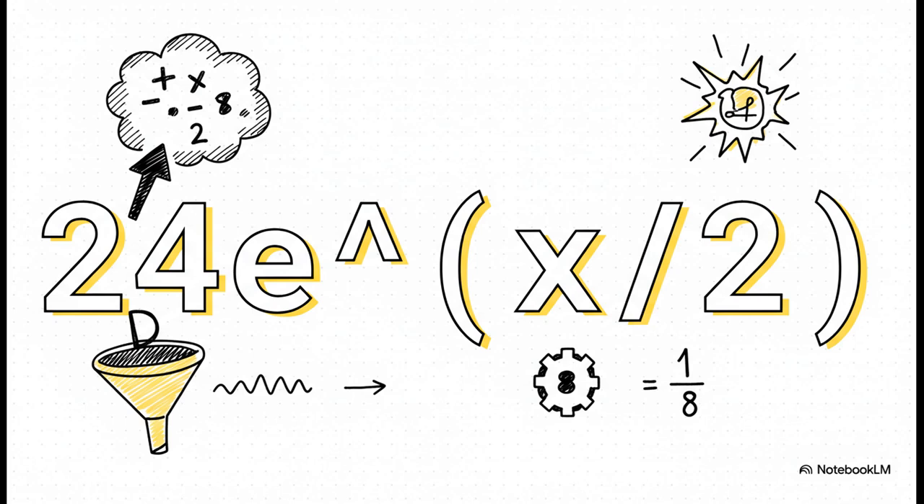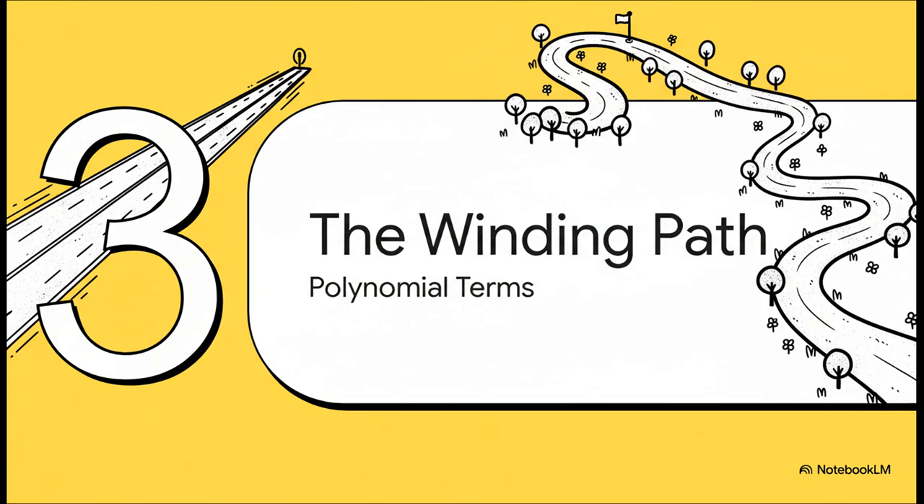Minus 2D becomes minus 2 times 1/2, which is just minus 1. Then we have a plus 1. So 1/8 minus 1 plus 1, the whole operator just turns into the number 1/8. Our PI is just the original function divided by that number, and bam, 24 times e to the x over 2. So fast.